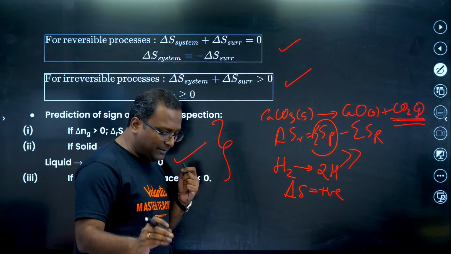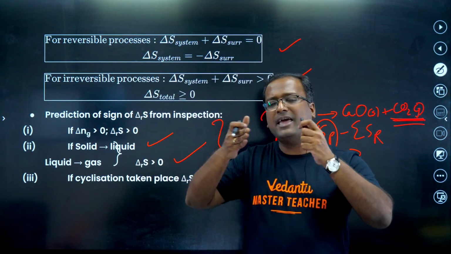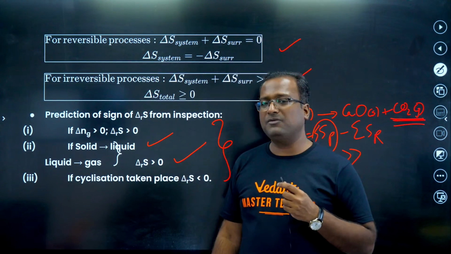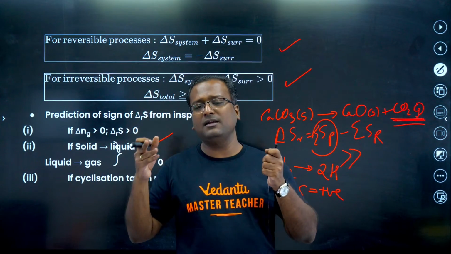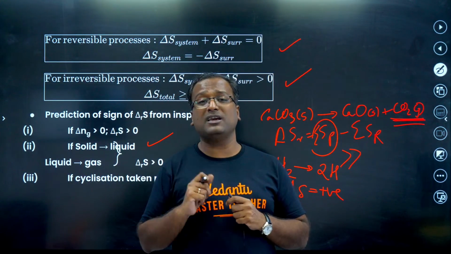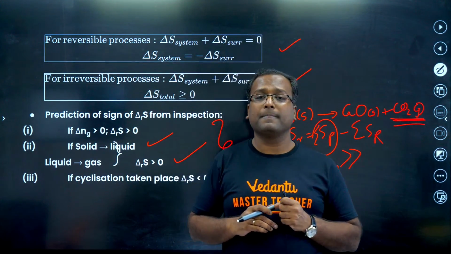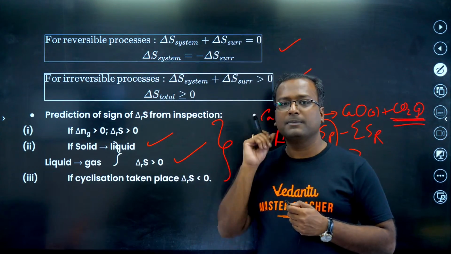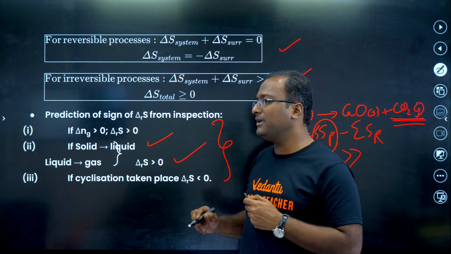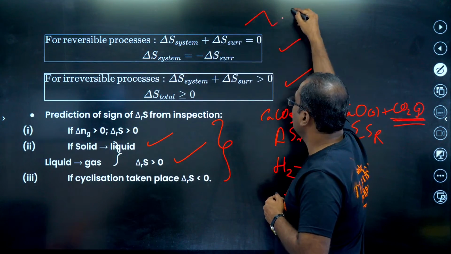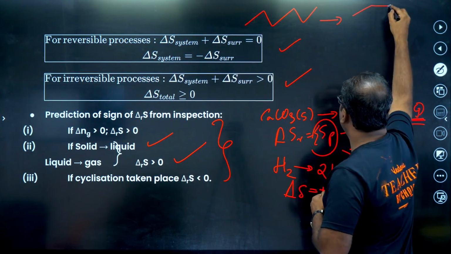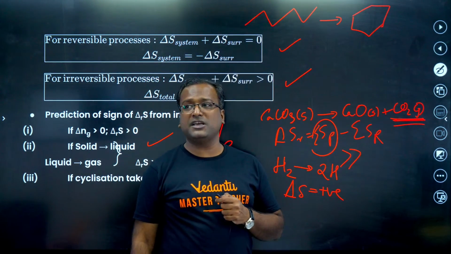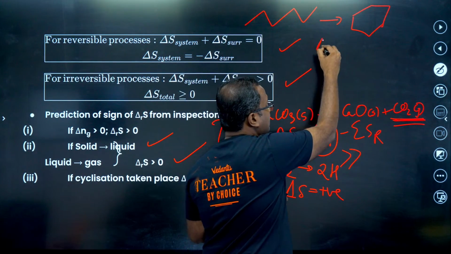Okay? Now, tell me one thing guys. If I have normal hexane, linear hexane, converting to cyclohexane, what do you think about the change in entropy? Positive, negative, zero, of the system, of course. If you have linear N-hexane, 1, 2, 3, 4, 5, 6, converting to cyclohexane, entropy change will be negative in this.